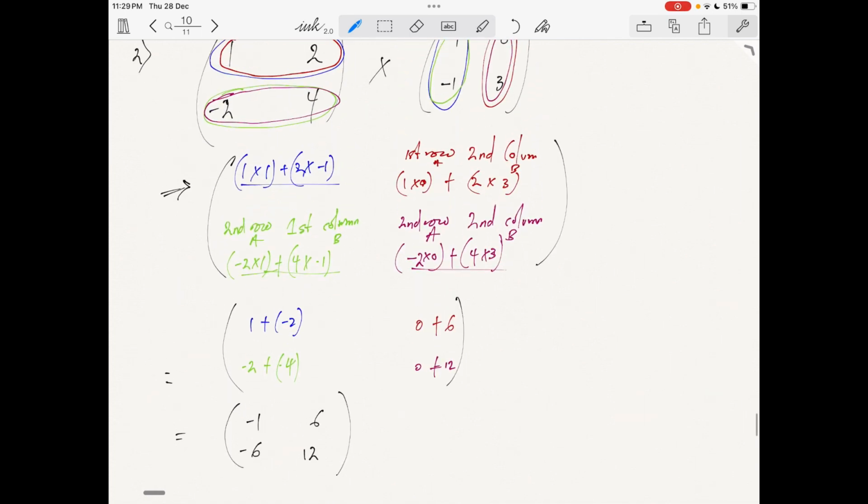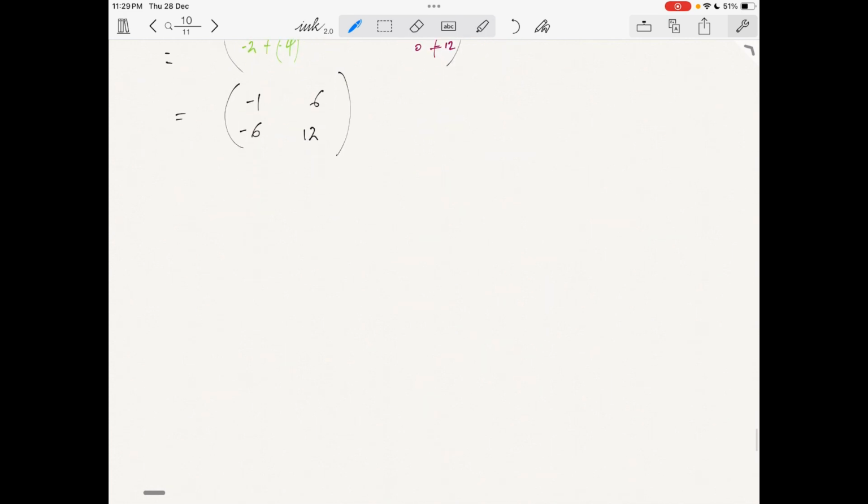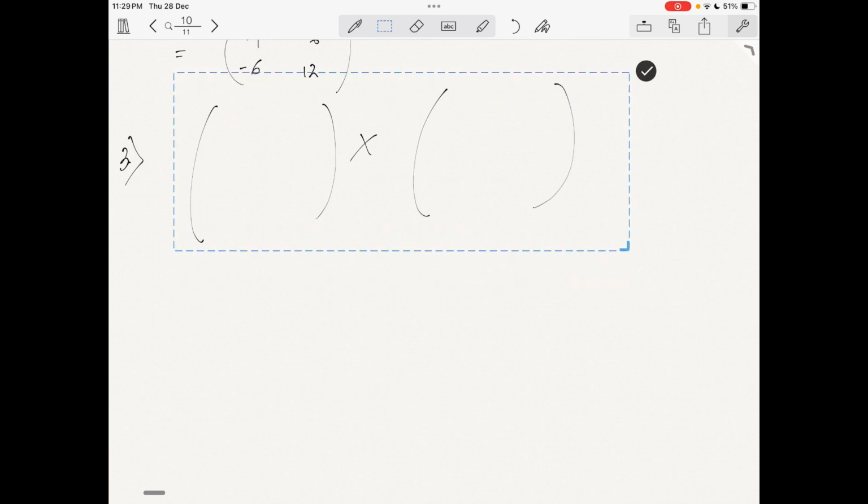So let's pick one more example of a 2 by 2 matrix multiplied by another 2 by 2 matrix. So 3. Now, as much as possible, we are trying to reduce the largeness of the numbers, so that they will not be excessively large.